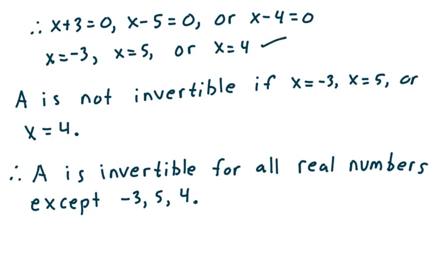So A is not invertible if x equals -3, x equals 5, or x equals 4. And so therefore A is invertible for all real numbers except -3, 5, and 4. And that's how we do problem number 7.